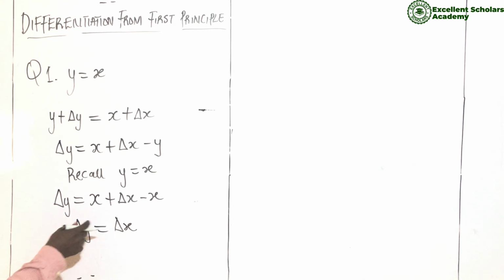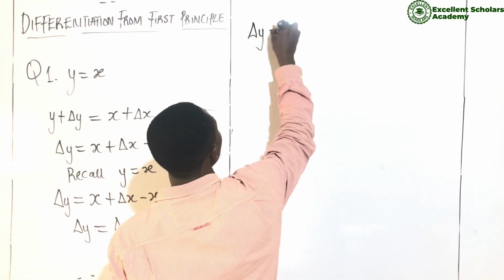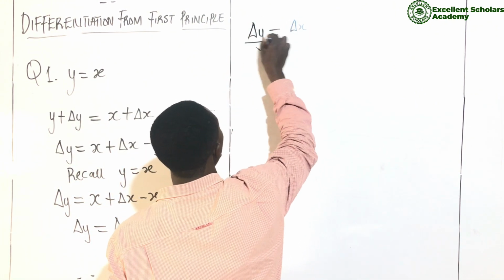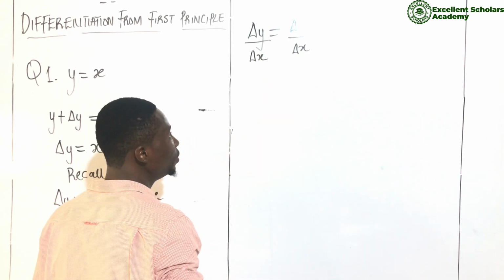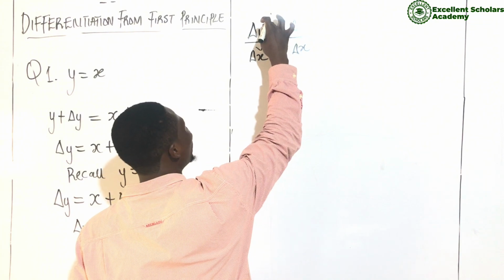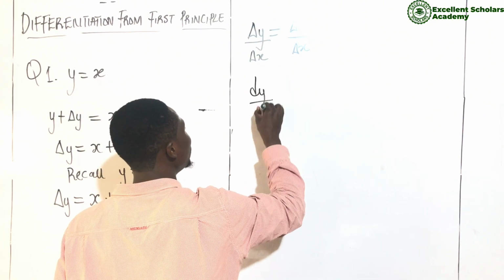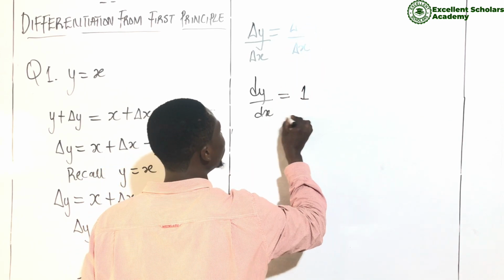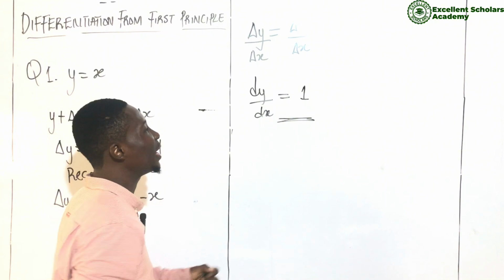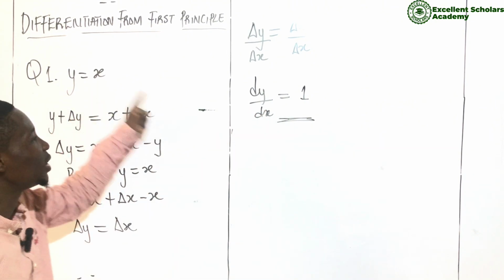Now we're going to divide both sides, or divide through by small increment in x. So it becomes small increment in y over small increment in x equals small increment in x over small increment in x. So anytime you have small increment in y over small increment in x, it becomes dy dx equals, now small increment in x divided by small increment in x gives you 1. So our dy dx, or our derivative, gives us 1. So when we differentiate x, we get 1.